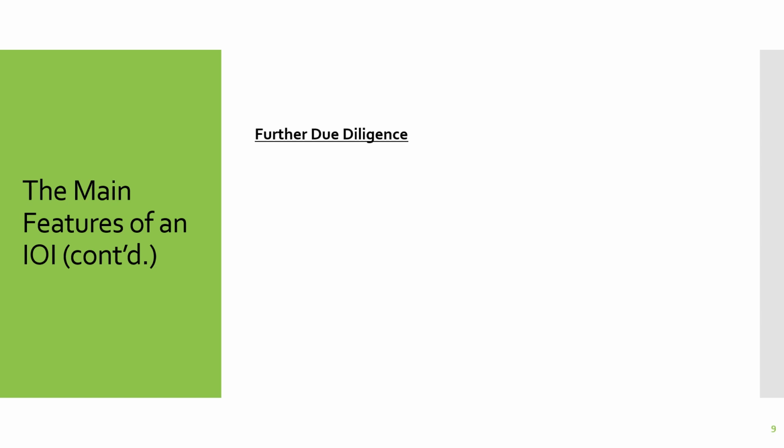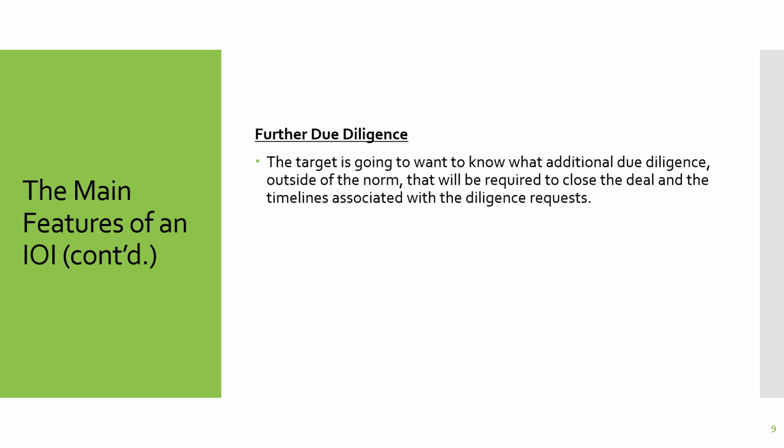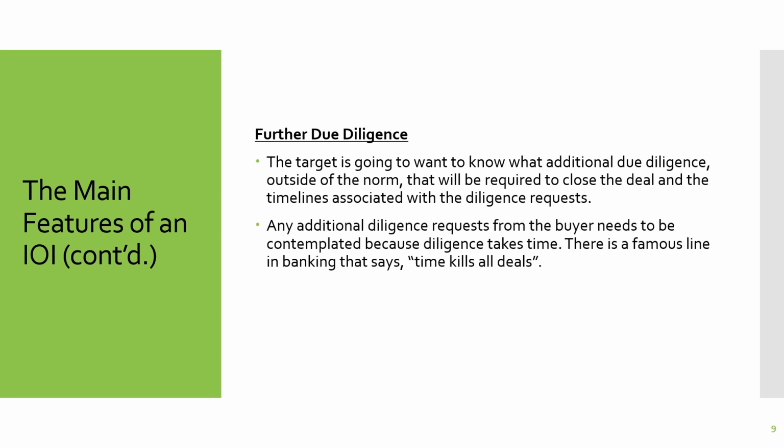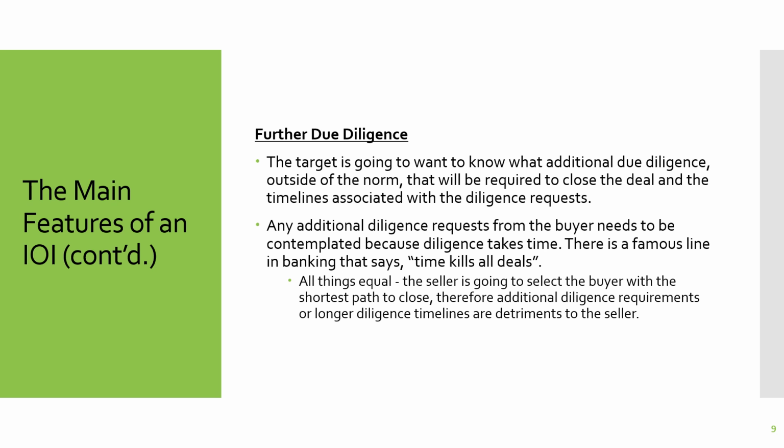Main features continued. Further due diligence. The target is going to want to know what additional due diligence outside of the norm will be required to close the deal and the timelines associated with those diligence requests. Any additional diligence requests from the buyer need to be contemplated because diligence tasks take time. There is a famous line in investment banking that says, "Time kills all deals." All things equal, the seller is going to want to select the buyer with the shortest path to close, and therefore additional diligence requirements or longer diligence timelines are detriments to the seller.